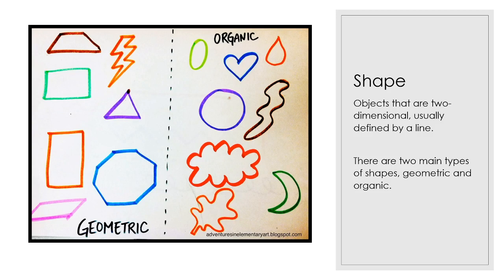What do we mean by shapes? Shapes are objects that are two-dimensional and are usually defined by drawing a line. A line can be a line on its own, but when you connect it back together, they make shapes. There are two main types of shapes that we know of, geometric and organic. And you can see two really good examples on the screen.